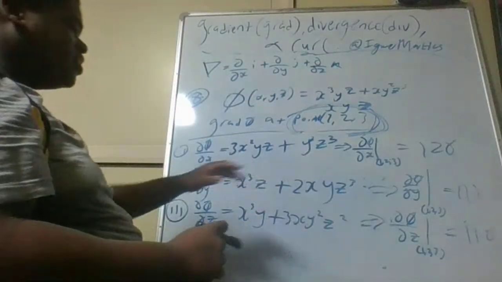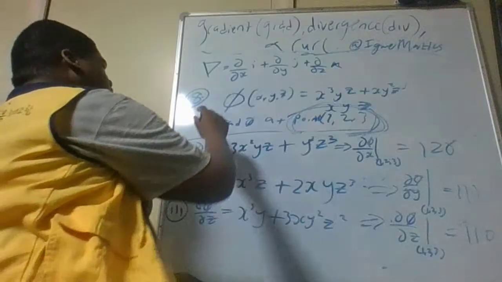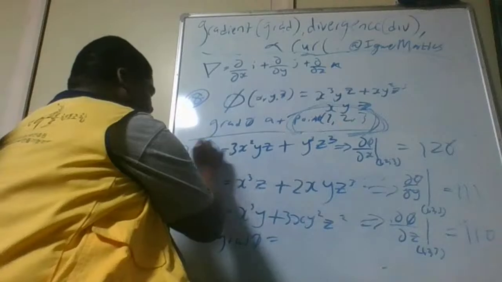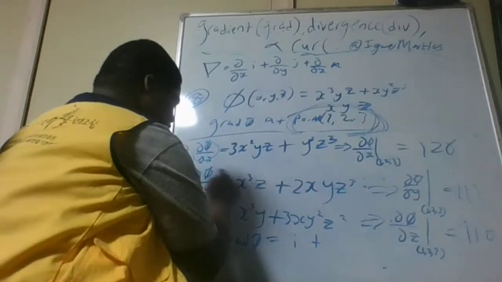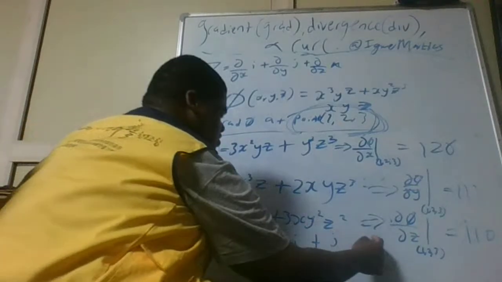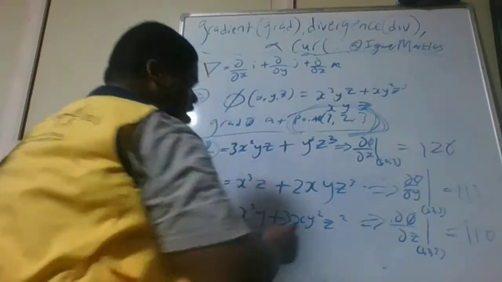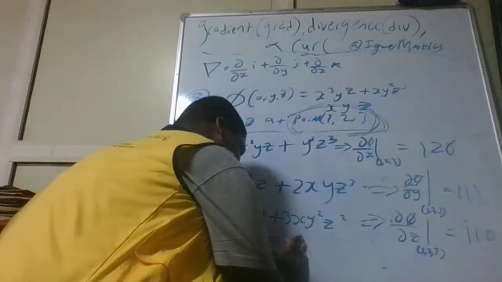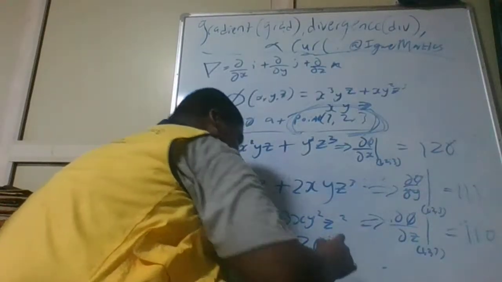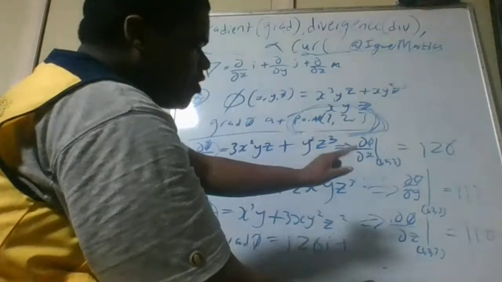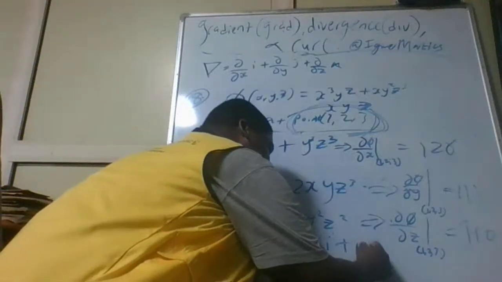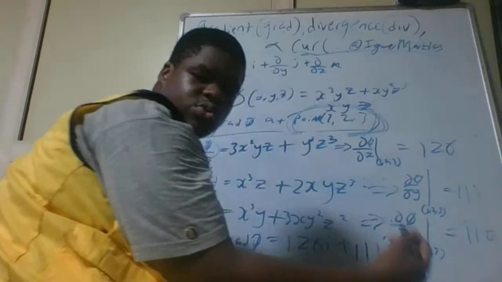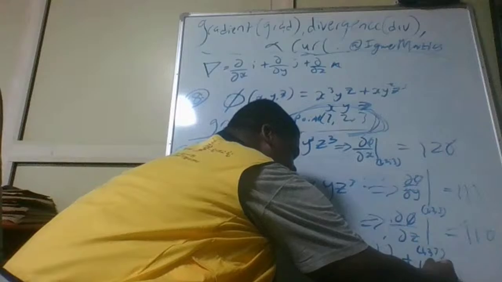Good. But this is not the final answer. Remember, the gradient of phi is equal to the partial times i plus partial times j plus partial times k. So let's put that in. The partial derivative of phi with respect to x is equal to 126, so 126 i, plus the partial derivative of phi with respect to y, which is 111, so that will be 111 j, plus the partial derivative of phi with respect to z, which is 110, so that will be plus 110 k.